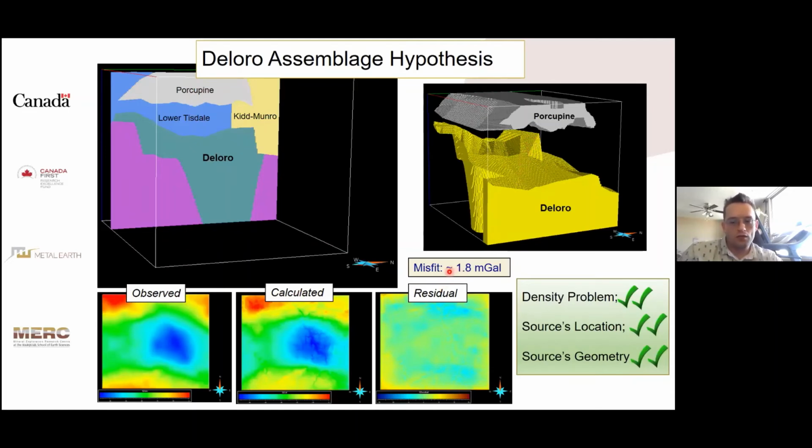Just to remind you, the goal was 1 milligal because it was the GSC uncertainties for this data, and we have 1.8 milligal. That's not that bad. And so in comparison, just the observed data, the predicted data and the residual. So now we have, as before, in terms of density problem, a good control. But in terms of source location and source geometry, we resolve this better.